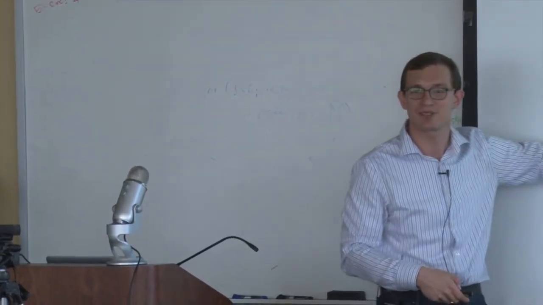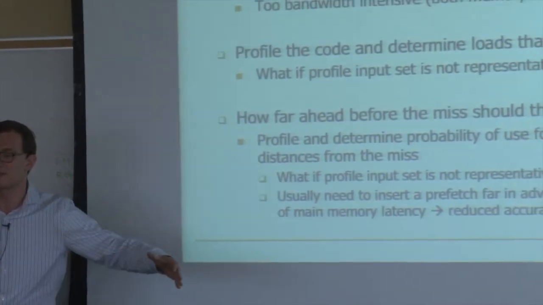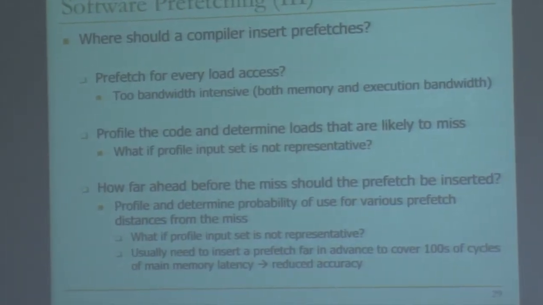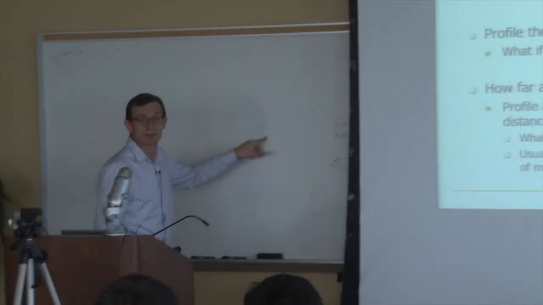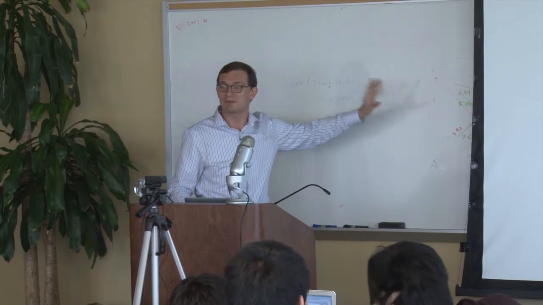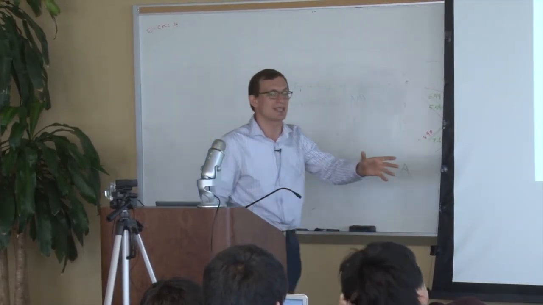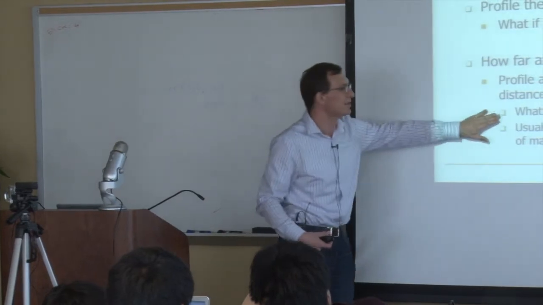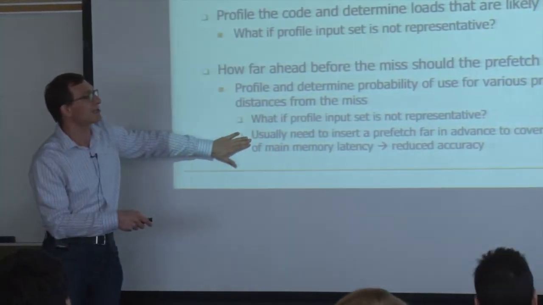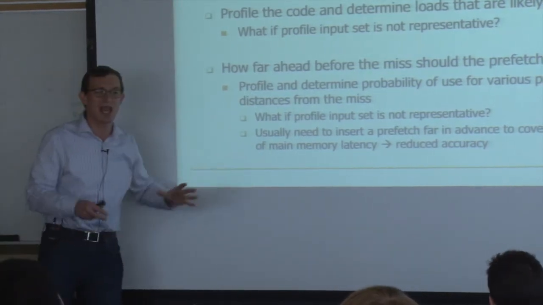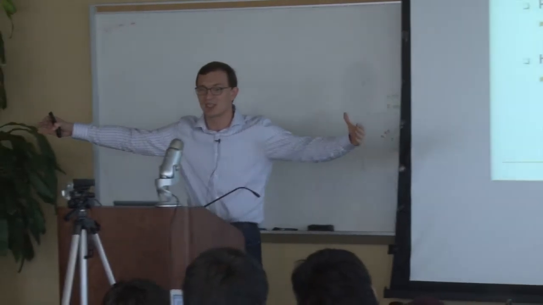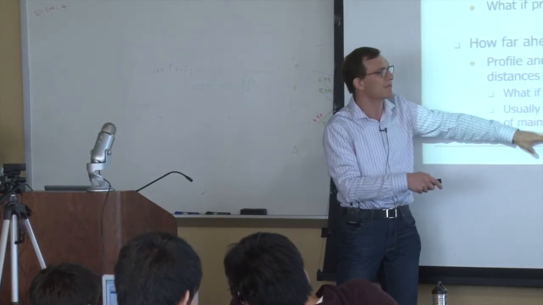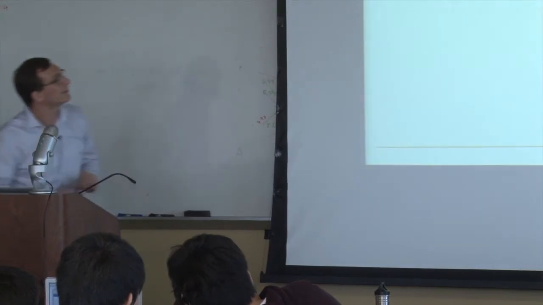Now again, you're back to the profile input set representativeness problem. If your profile input set is not representative of what you're going to really run this program with, well, good luck. You've set your n, except your n may lead to performance loss. If you inject prefetch instructions that are never going to be generating timely requests or accurate requests, you may lose performance because now you're executing more instructions and your code size increases. So usually you need to insert a prefetch far in advance to cover hundreds of cycles of main memory latency, because prefetching is especially beneficial when you cover the long latency. But it's especially more difficult to cover that latency because inserting this prefetch instruction far in advance leads to reduced accuracy. Okay, any questions?